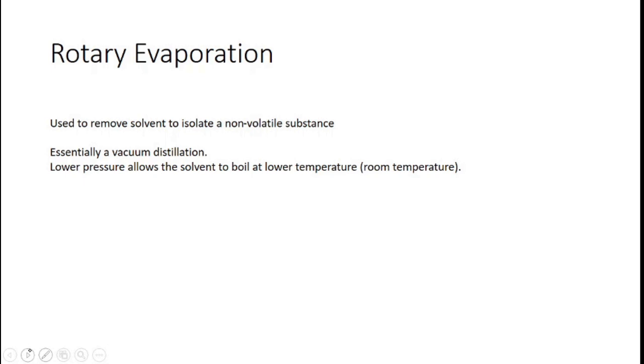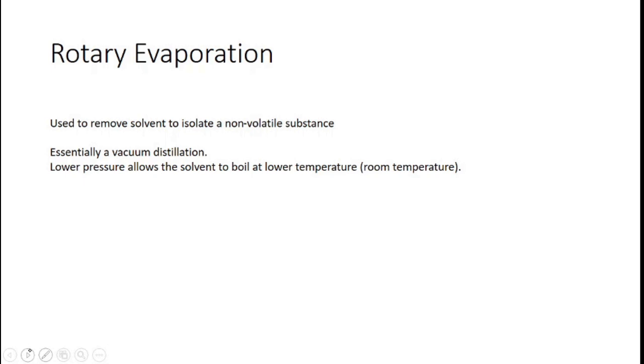You could also remove solvent by doing a simple distillation. The problem is you are heating that round bottom flask, and you run the risk that the residue that's left behind, which is the stuff you want, you're not after the solvent, you are after the residue that's left behind, you run the risk of decomposing that if you're heating too strongly. And hence we use rotary evaporation.